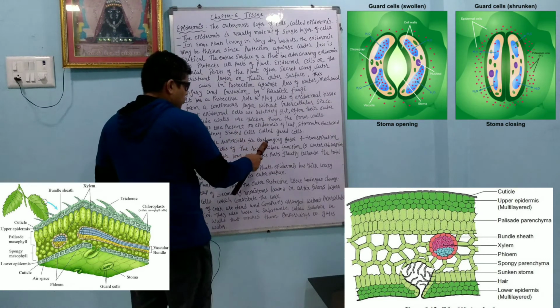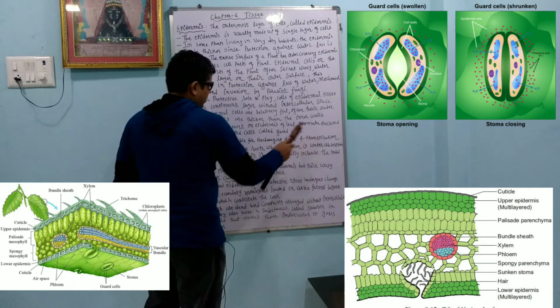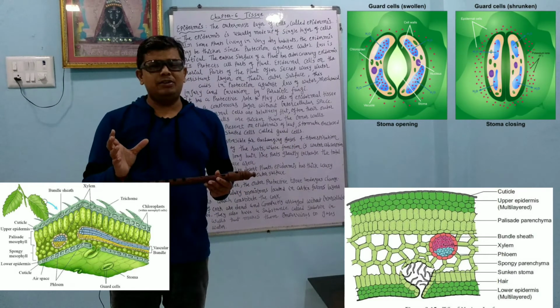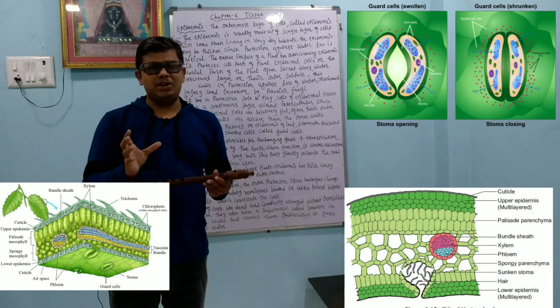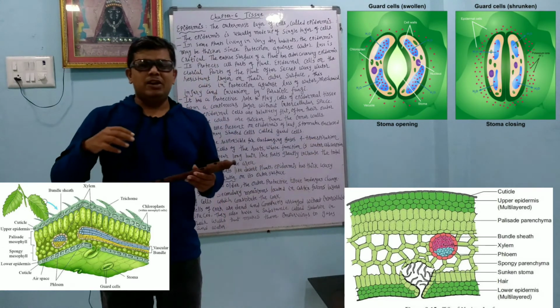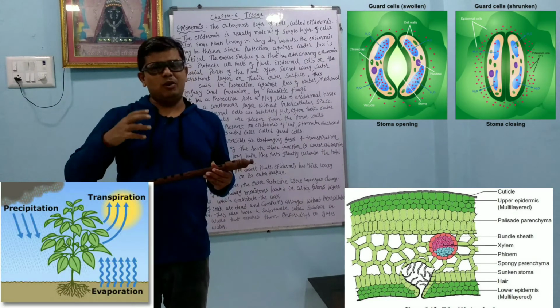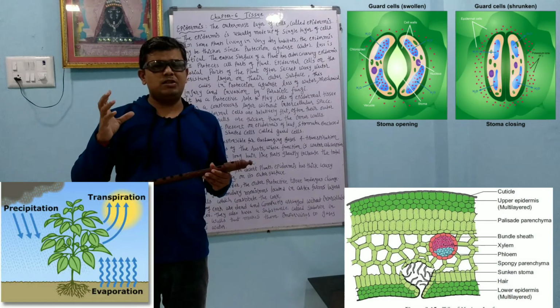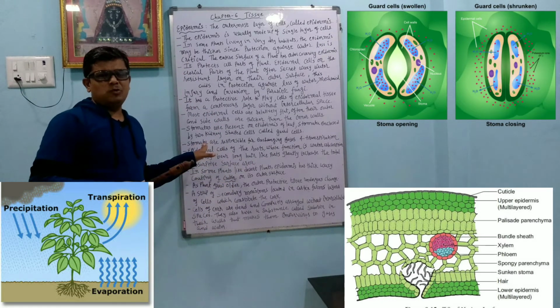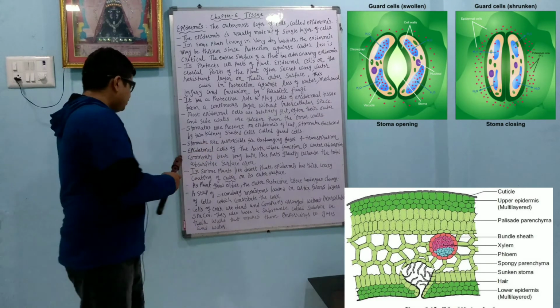Stomata are responsible for the exchange of gases and transpiration. Whatever gas exchange takes place in the plant, stomata are responsible. The second thing is transpiration. Transpiration means the water lost from the aerial parts of the plant, and that is because of the stomata. Stomata can control the amount of water going out into the atmosphere.